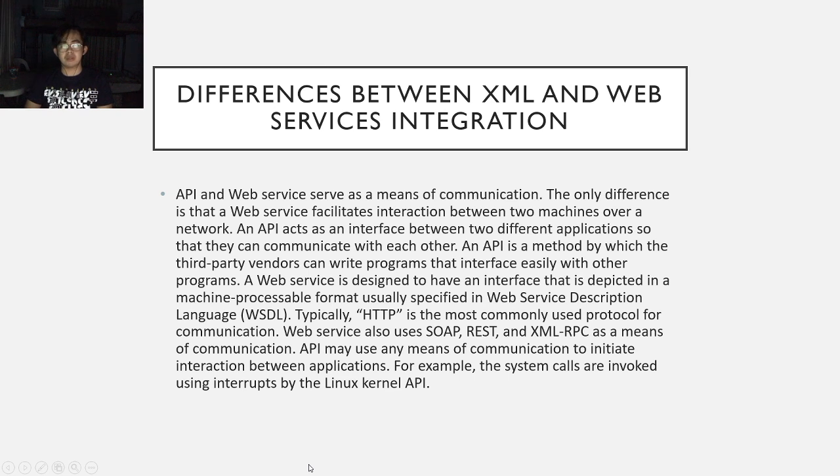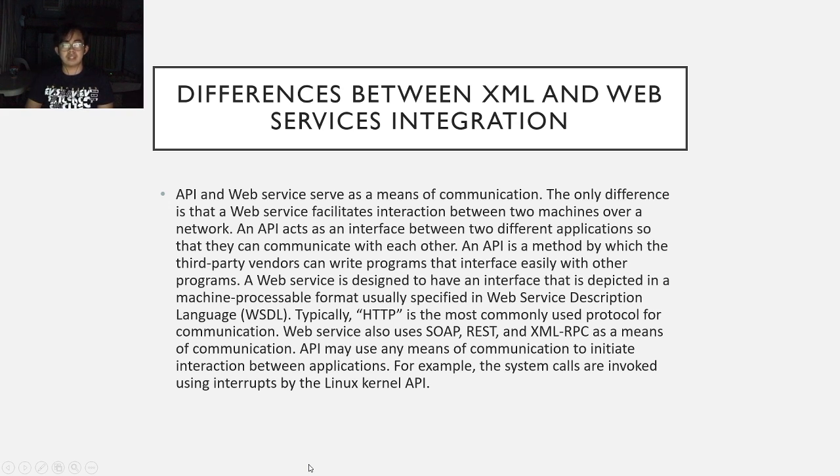Differences between XML and web services integration. API and web service serve as a means of communication. The only difference is that a web service facilitates interaction between two machines over a network. An API acts as an interface between two different applications so that they can communicate with each other. An API is a method by which third-party vendors can write programs that interface easily with other programs.